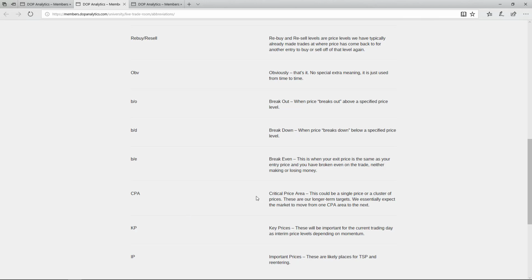CPA, and you can read the definitions here, critical price areas. These can be a single price or a cluster of prices. These are our long-term price targets. We essentially expect the market to move from one CPA area to the next. And then KP, key prices, these will be important for the current trading day as interim price levels depending on momentum. And then lastly, important prices, these are likely places for TSP, of course, take some profit, and re-entering.